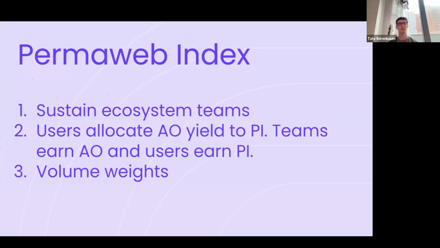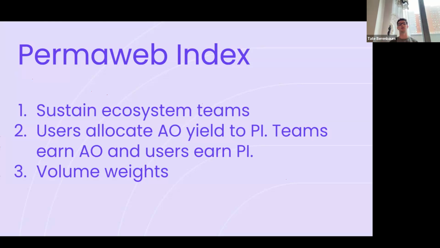So essentially, if you're asking the question, how do you determine the amount of yield that goes to one team over another that are participating in the AO network, that are building on AO, participating in the PermWeb index? It's volume weight. So other people that are choosing to direct their AO yield directly to those teams are essentially placing a weight on the teams that they're directing that yield to.